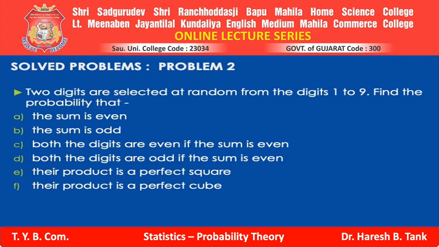Two digits are selected at random from the digits 1 to 9. Find the probability that the sum is even, the sum is odd, both the digits are even if the sum is even, both the digits are odd if the sum is even, their product is a perfect square, and the next one is their product is a perfect cube. It is almost similar to what we have done in the last case. In the last case, the restriction was 1 to 6, whereas in this case, the restriction is 1 to 9. Let us see.